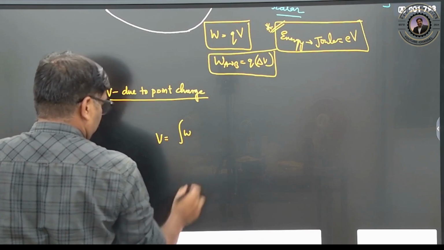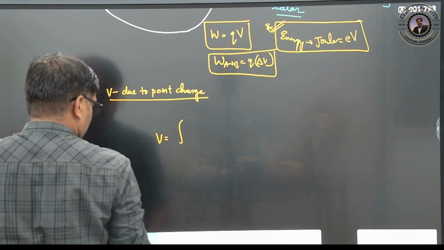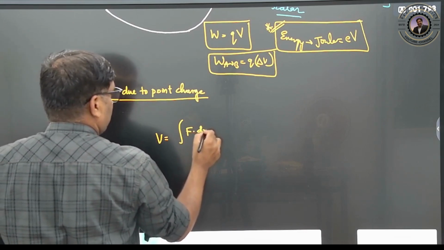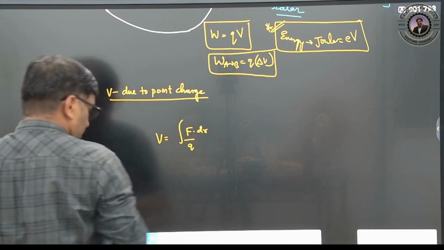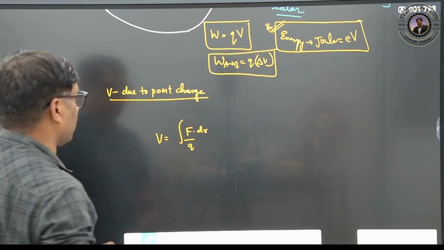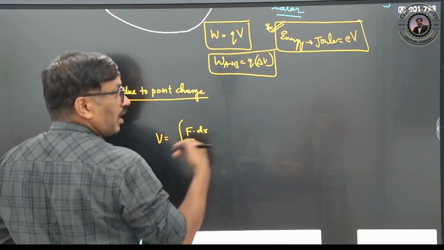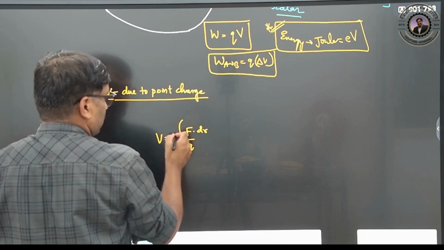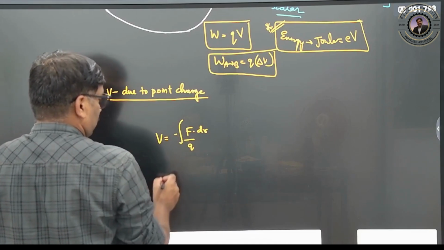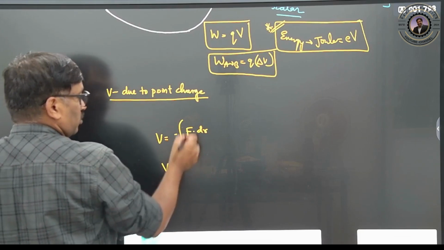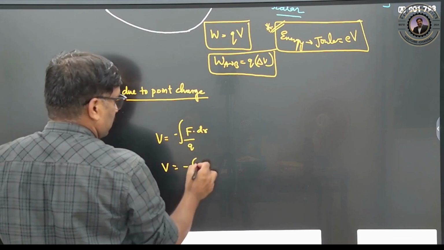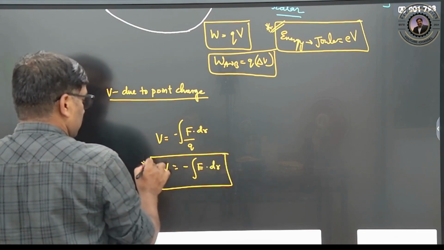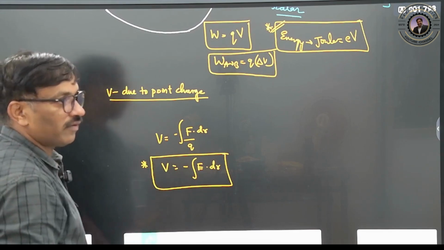Here, work done by the charge is nothing but F dot dr, divided by the charge. Clear? So here, work done is in opposing to this one, so you can rewrite it with a minus sign. So V is equal to, F by Q is nothing but minus integral E dot dr. This is a very important formula. We will study this formula in great detail.